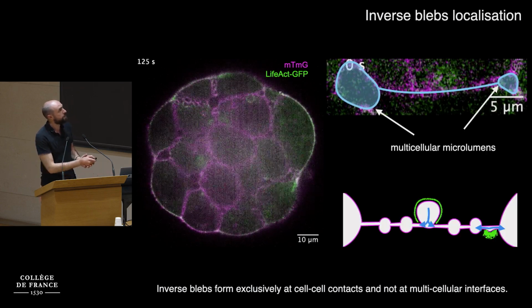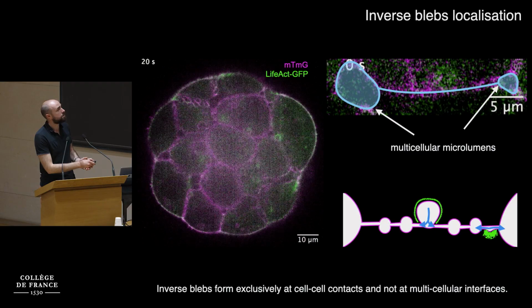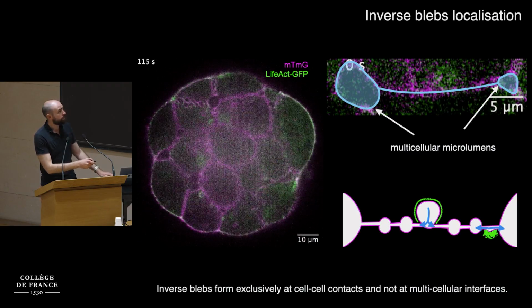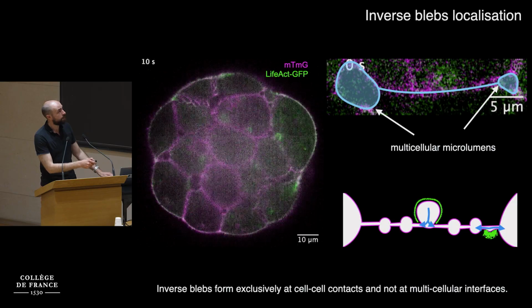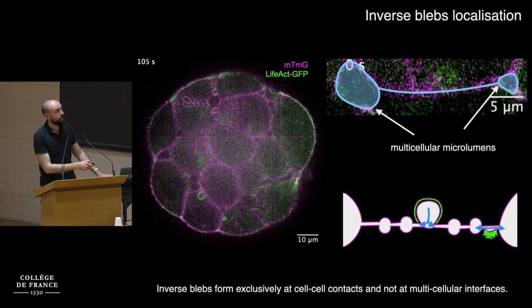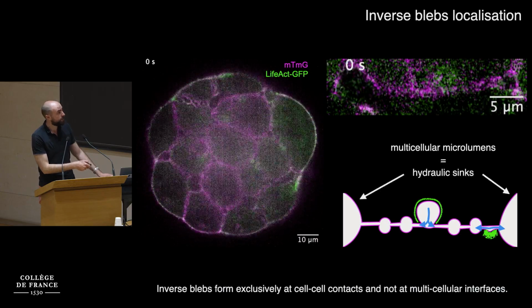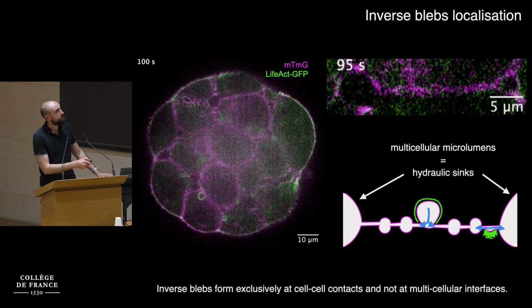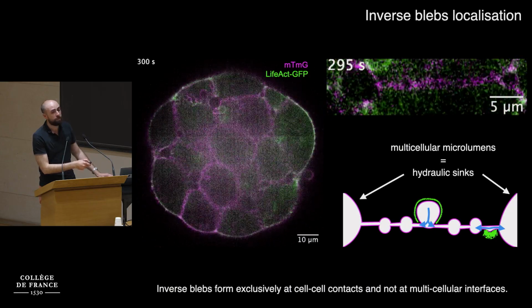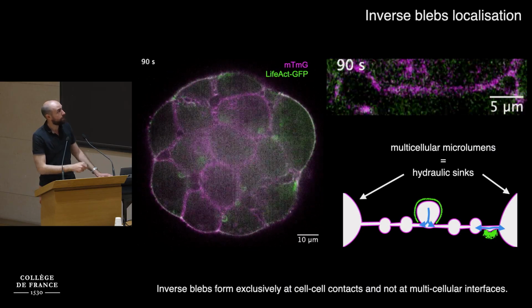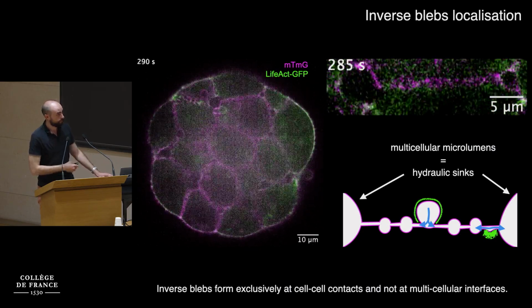But what we notice is that not all interfaces grow inverse blebs. We have those multicellular microlumens at the edges of the cell-cell contact, and then we have the cell-cell contact, which has bicellular microlumens. Some of them cannot be resolved with high-resolution microscopy. We can imagine that there are some here. And what we see is that the inverse blebs do not form at multicellular microlumens. And you can see it on this entire embryo. All the blebs you see, they form at bicellular microlumens.